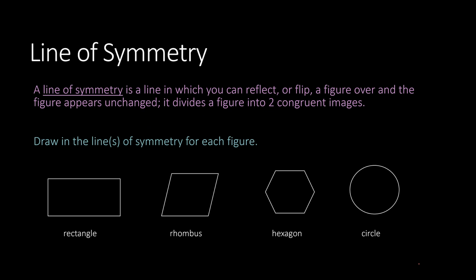Before we can do reflections, we need to talk about what a line of symmetry is. A line of symmetry is a line in which you can reflect or flip a figure over and the figure appears unchanged. It divides a figure into two congruent images. Take a moment and visualize or draw in these lines of symmetry for each figure.